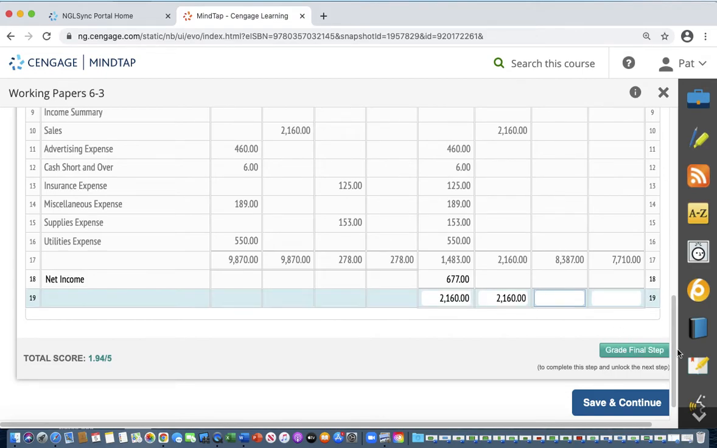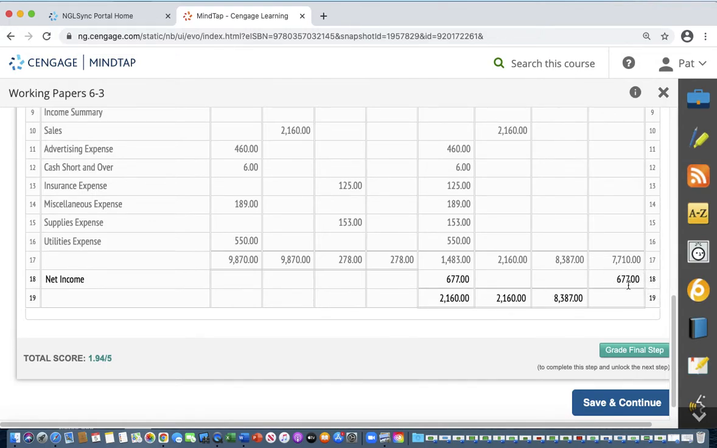Big number you drop, 8,387. Subtract 8,387 minus 7,710. That equals 677. Now again, if you just go, well, it should equal 677, so I'm just going to write it, hopefully you're right. But if you don't subtract, you'll never know.